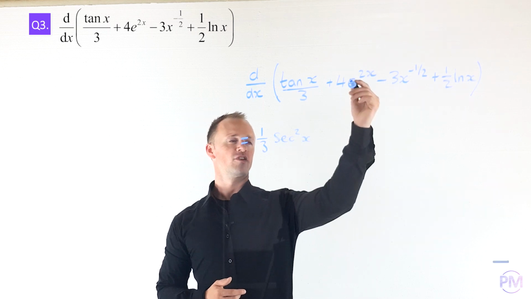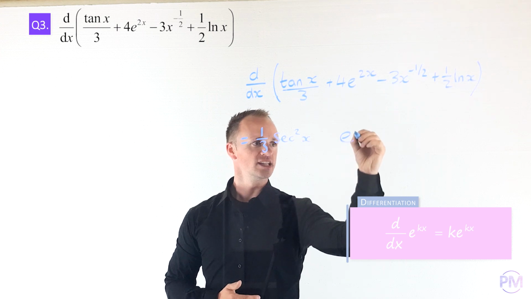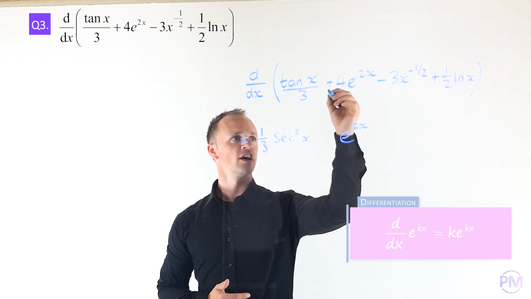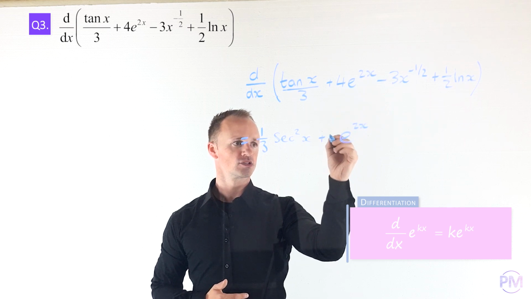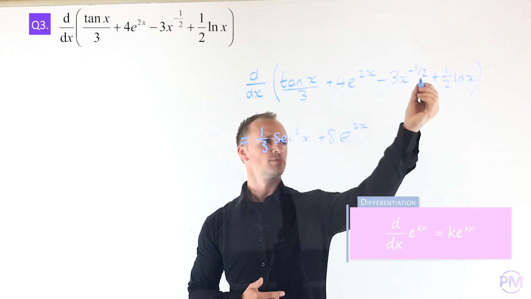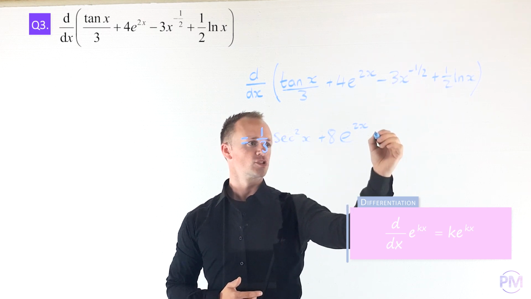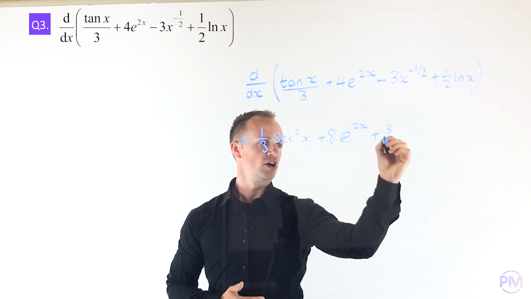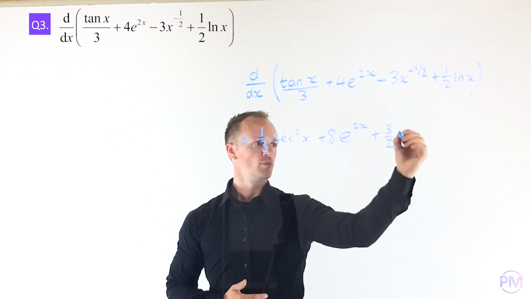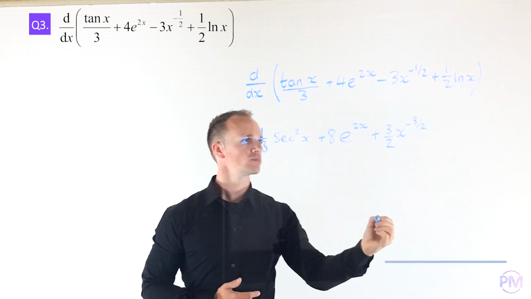We know that if we differentiate e to the something x, the e to the 2x bit will stay the same, but we'll multiply by the 2, so we're going to have plus 8e to the 2x. Here we've got x to the power of negative 1/2, so we're going to multiply by the power. That's going to give us plus 3 over 2, and then reduce the power by 1. That will become x to the minus 3 over 2.